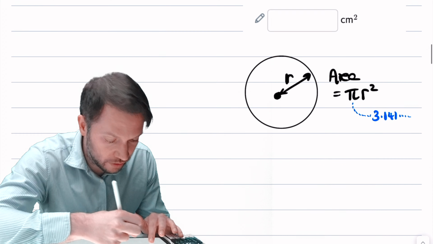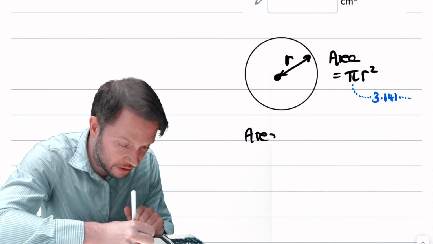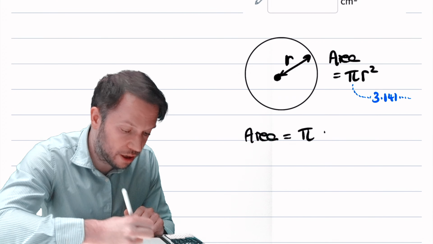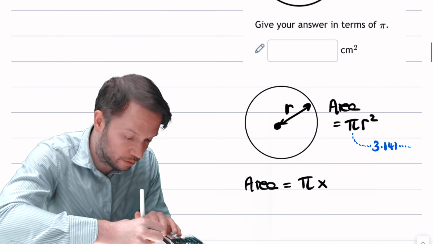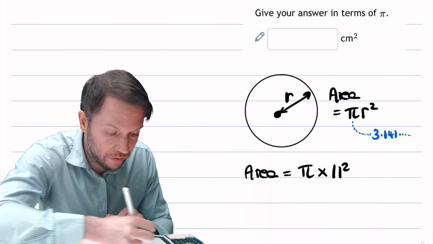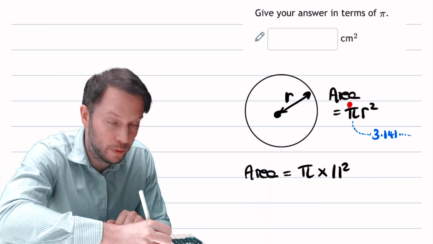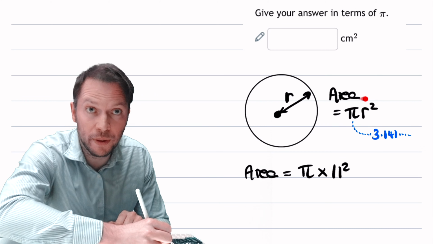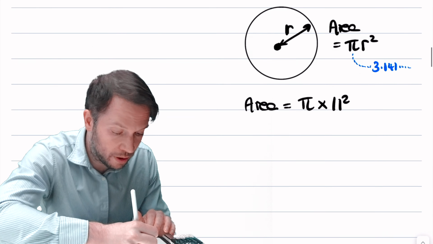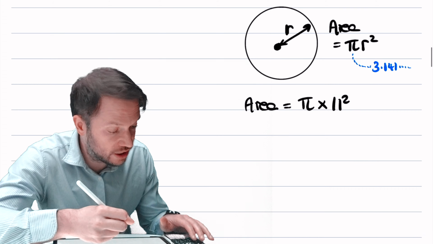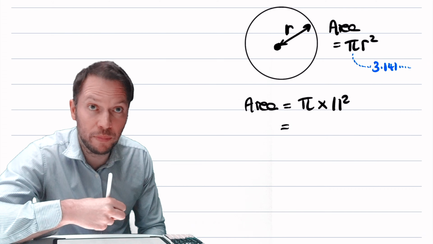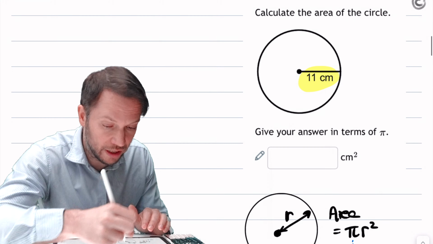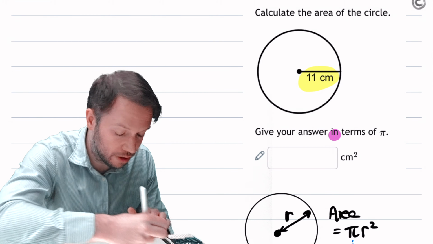So let's do the area. The area is pi multiplied by the radius squared, so 11 squared. Remember, by the way, in algebra, when things are next to each other, so you have pi r squared, it means pi times by r squared. So we've got pi times 11 squared. Now, we don't actually need to use our calculator this time because we can simplify it because we want our answer in terms of pi, right?